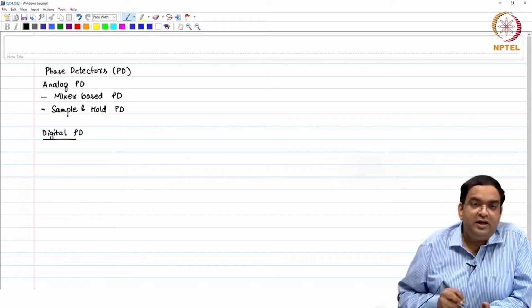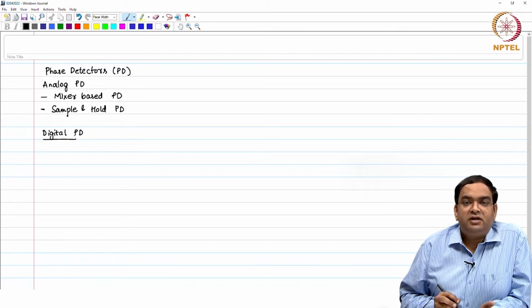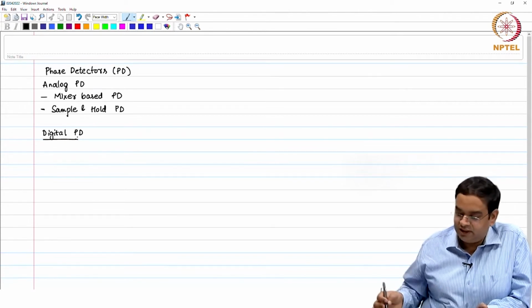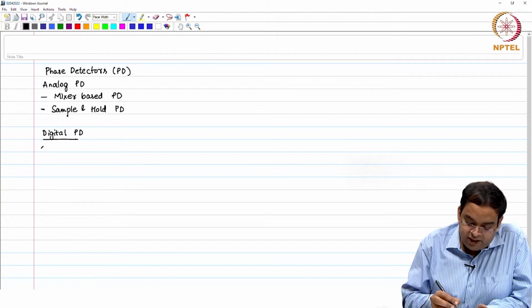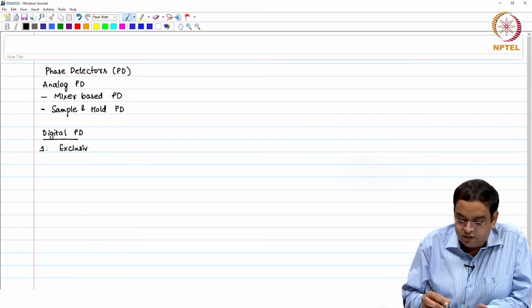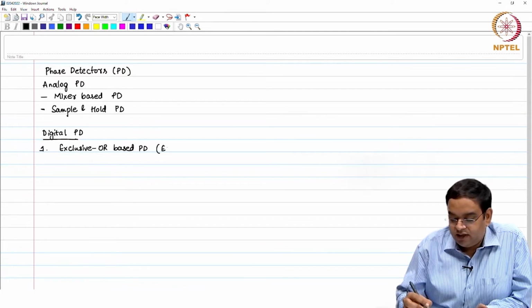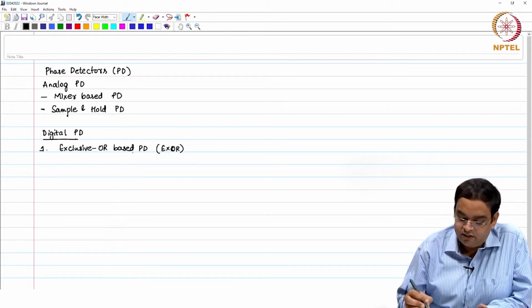Now, we are going to look at digital phase error detectors. When I say digital phase error detectors, these are going to operate on digital signals, or you can say CMOS signals, which have two output levels, 0 and 1, logic level 0 and 1. The first one here is the exclusive OR based PD, which is also called the EXOR based phase detector.